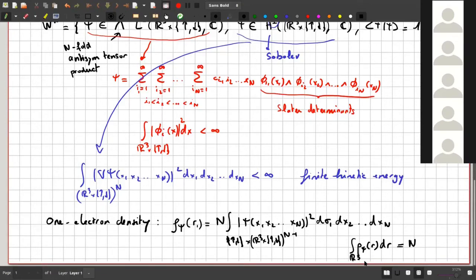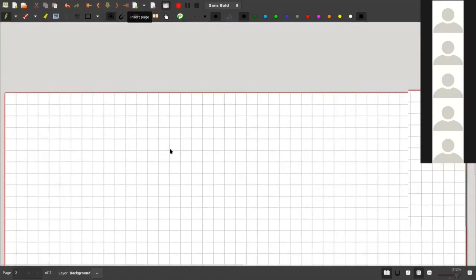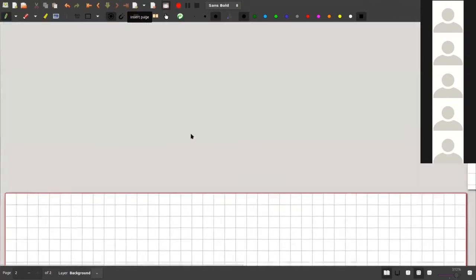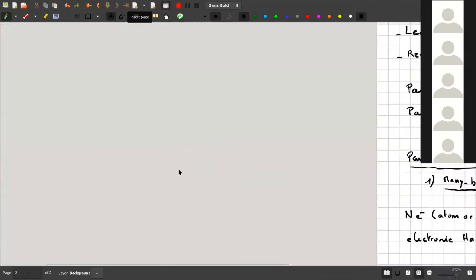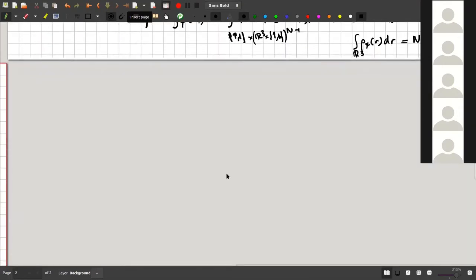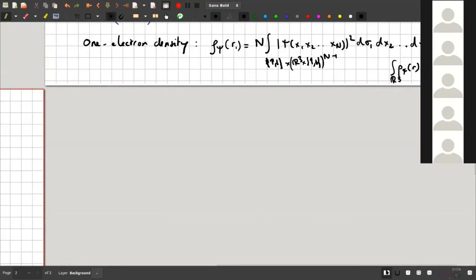Yeah, I need another page. Okay. Excuse me, I've lost it. I don't know why it's doing that.